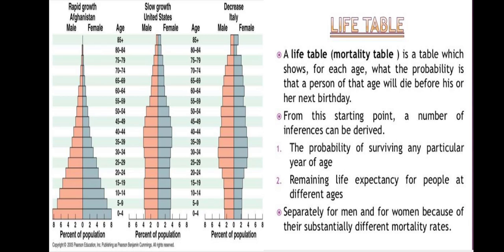In this diagram we make clear this concept: the percent of a population with rapid growth, slow growth, and decreasing growth, by male and female ratio.